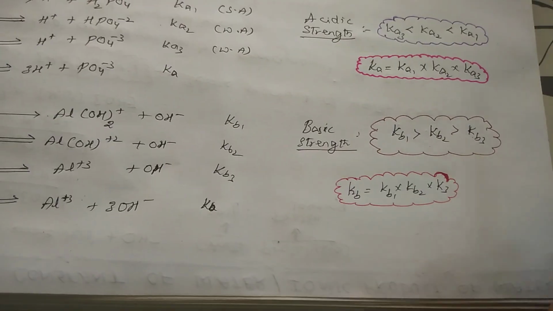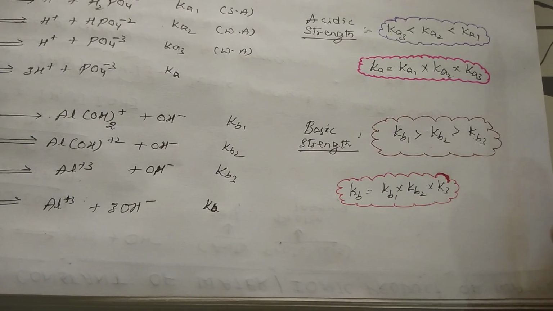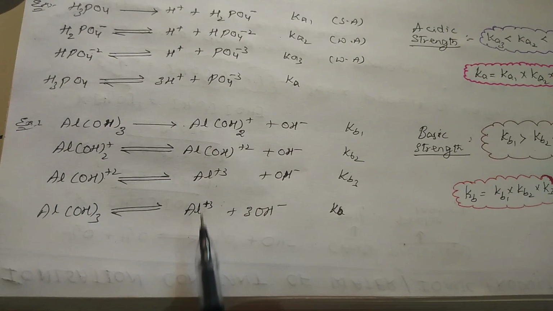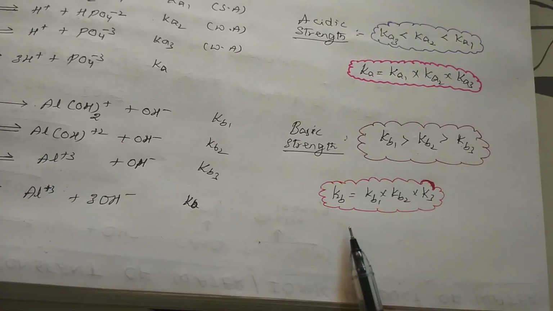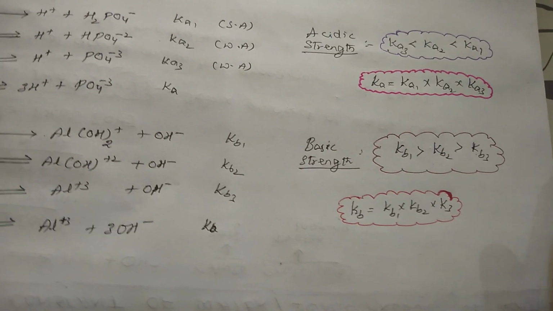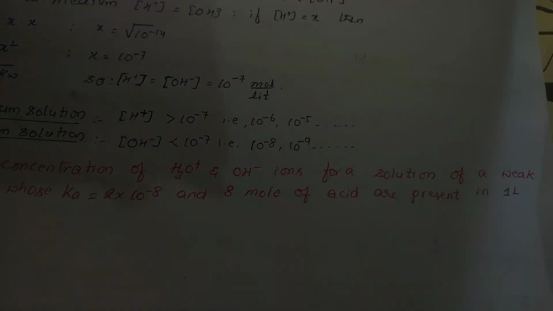If you see the basic strength, Kb1 is more basic compared to Kb2, which is more basic compared to Kb3. And aluminum hydroxide, if you write it in a single equation, becomes Al 3 plus plus 3OH minus, which is taken as Kb, and Kb will be equal to Kb1 into Kb2 into Kb3. So this is the generalized equation for the entire reaction.